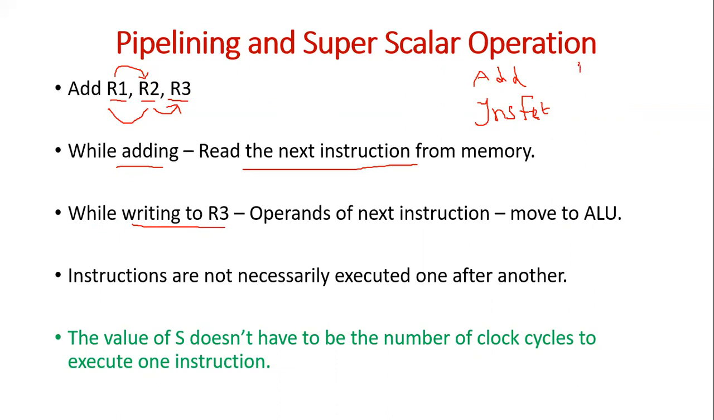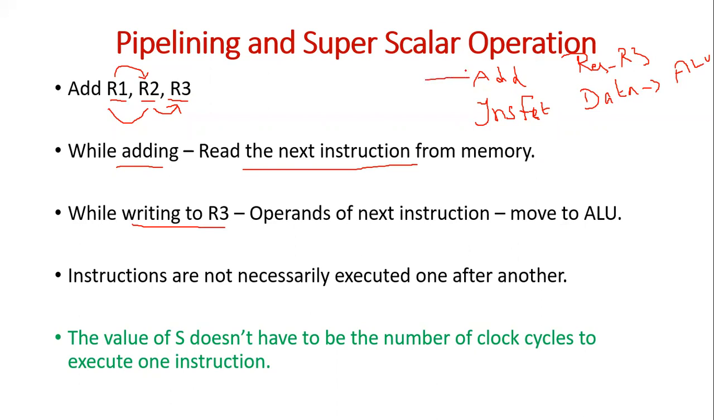When the result is written to R3, during that same time the operands of the next instruction can be moved to the ALU, because you fetched the next instruction already. After that you have to decode and fetch the data for that instruction, and the data corresponding to the next instruction can be moved to the arithmetic logic unit.